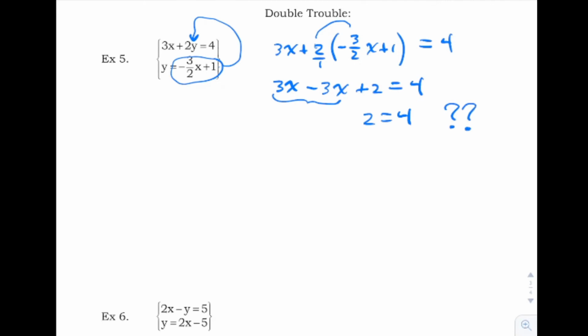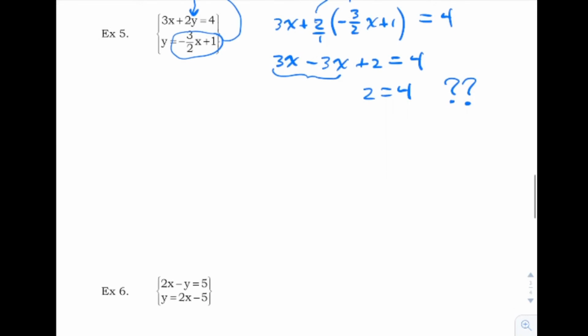which should have you saying, wait a minute, what? I didn't think 2 equals 4. Is that a new thing? I don't remember that from anywhere. 2 equals 4? No, actually this is impossible, right? So I like to use the word impossible result. 2 equals 4 is an impossible result. And that helps me to remember that this is going to be no solution. These are actually parallel lines.